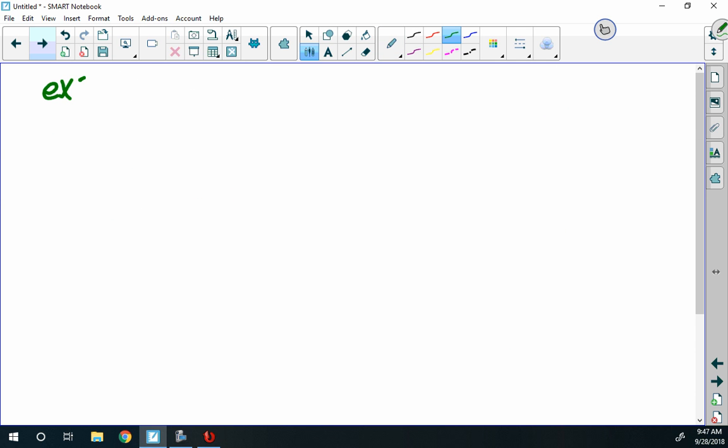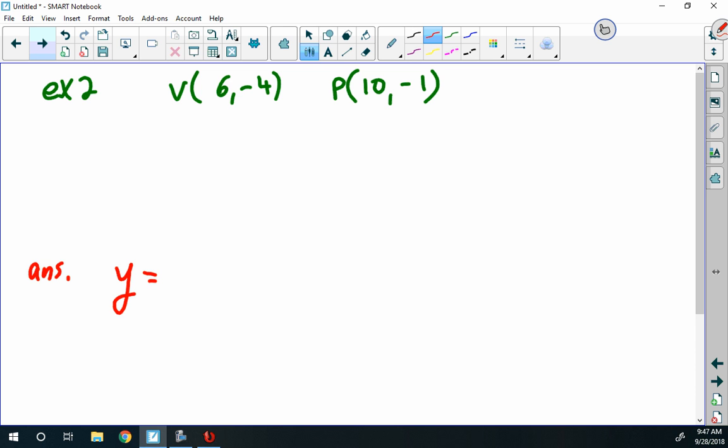Example 2: suppose the vertex is 6, -4, and the point is 10, -1. On one like this, we can still write 3/4 of our answer. Our answer is going to be y equals, I don't know what A is, that's what I need to find, times the quantity x something something squared. We should be able to fill in this, all right? What's going to go in the parentheses?